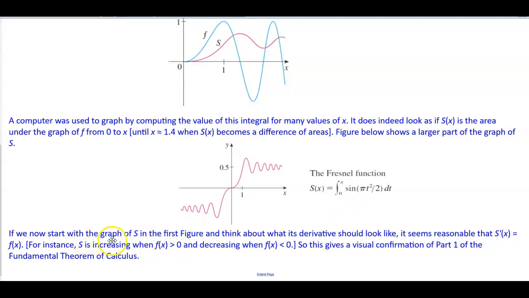If we now start with the graph of S in the first figure and think about what its derivative should look like, it seems reasonable that S prime of x is going to equal f of x. So for instance, S is increasing when the function f of x is greater than 0, and it's decreasing when f of x is less than 0. So this gives a visual confirmation of part 1 of the fundamental theorem of calculus.